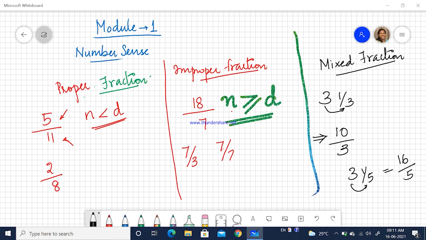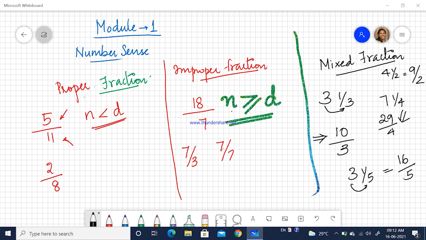Another example, 7 and 1 by 4. 7 times 4 is 28, 28 plus 1 is 29, so 29 by 4. The fraction of 7 and 1 by 4 is 29 by 4. 3 and 1 by 3 is 10 by 3. And what about 4 and a half? 4 and a half is 9 by 2.